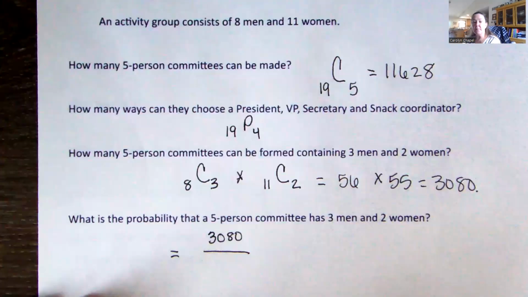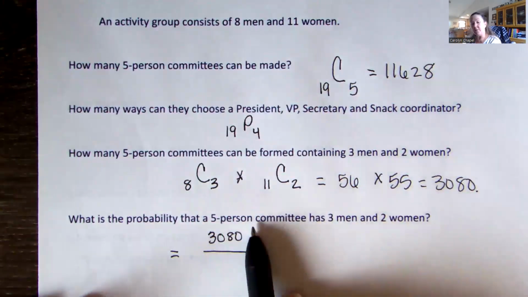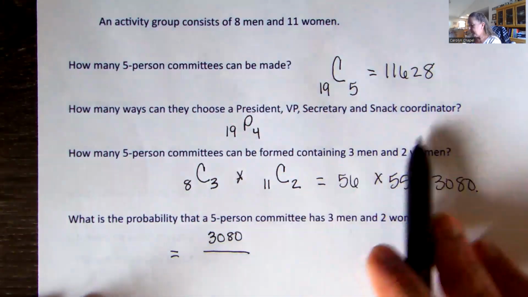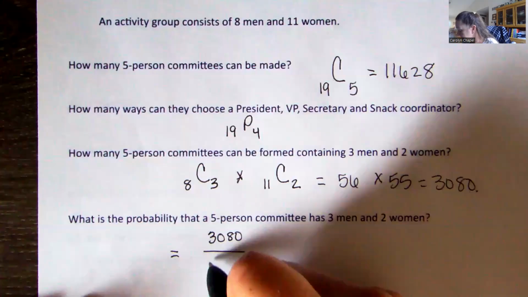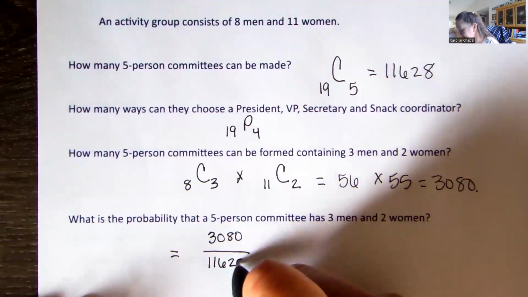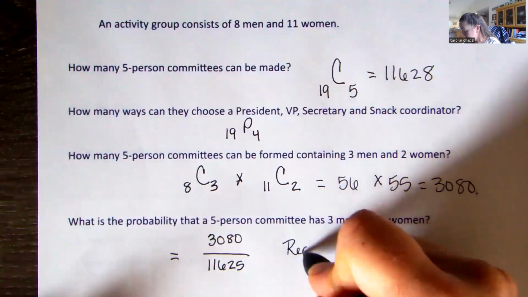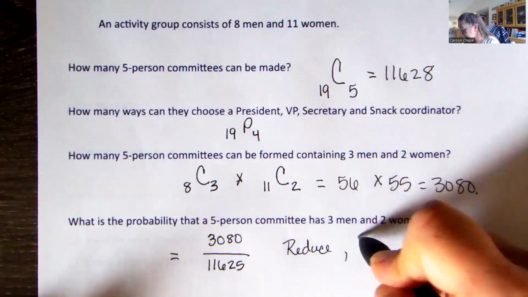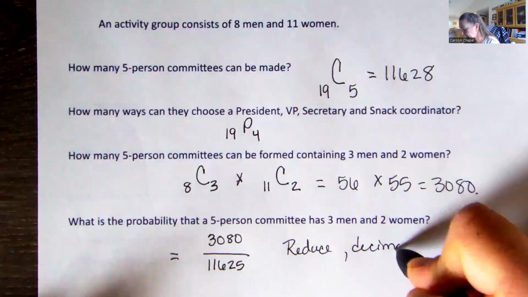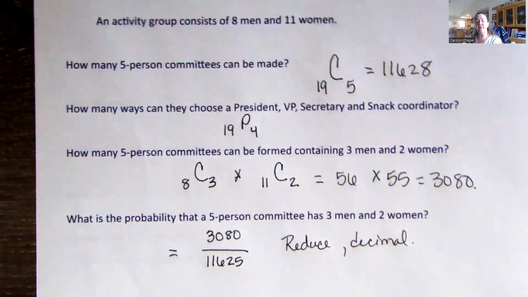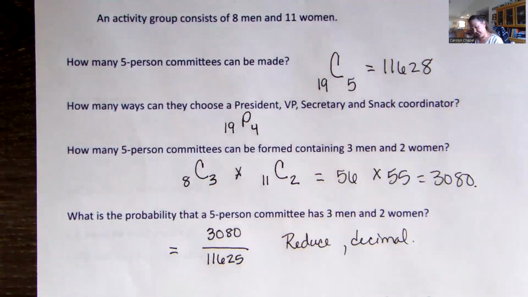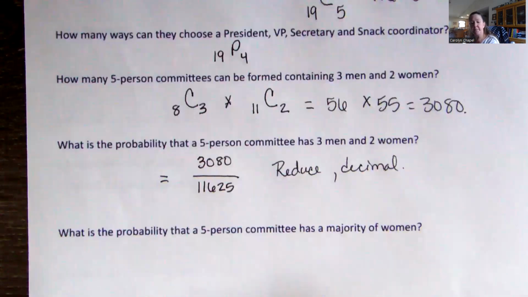And the total number of 5-person committees was the number we found up here. And again, we would probably want to reduce this, or we could go to a decimal, and so on. So making sure that you do go through that final step. All right, let's do one more before I switch gears a little bit.